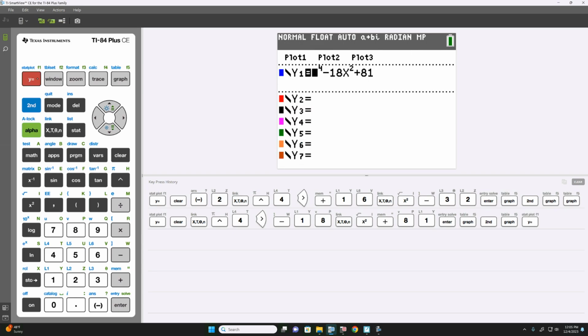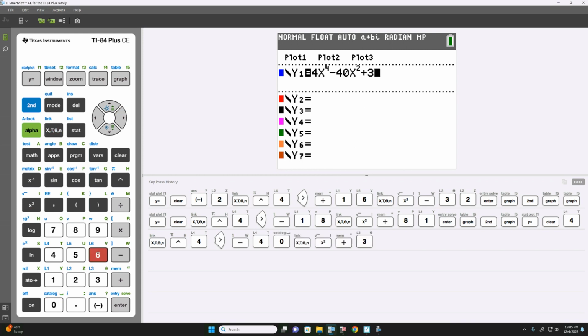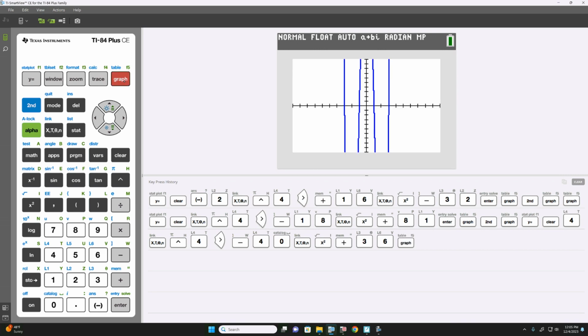Let's start off by typing it into the calculator. So we have 4x to the fourth minus 40x squared plus 36. Questions on how we type this in? Next thing we can do is hit graph.